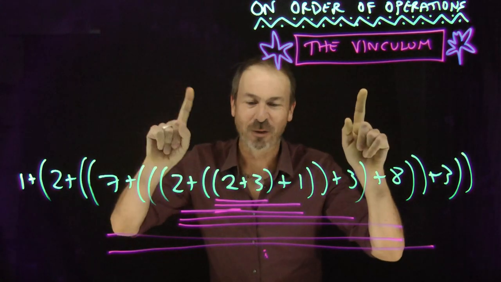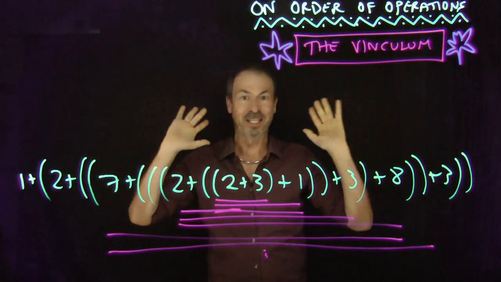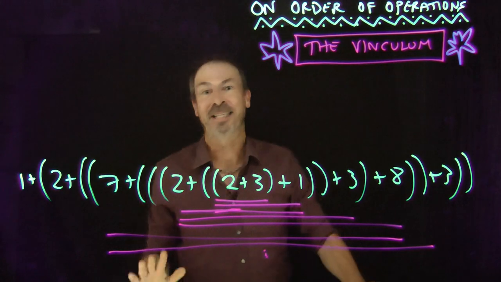Now, I should mention, in the 1400s, 1500s, people sometimes put their vinculi underneath, sometimes put them on top. The notation was all over the place a little bit. That's fine, but either way, it's clear what you do. I love the vinculum. It makes mathematics so easy and clear.